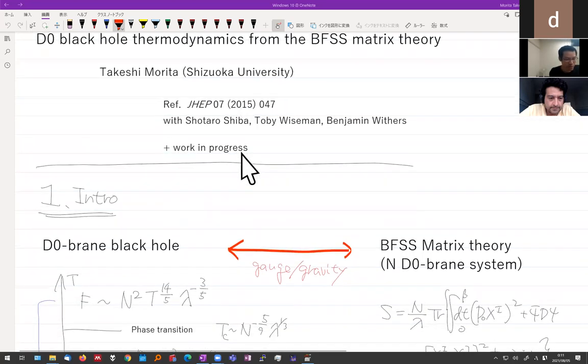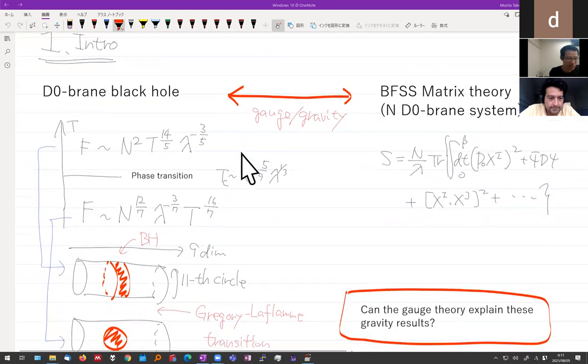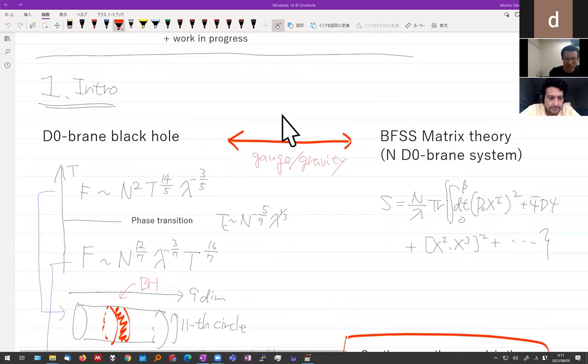Let me start from the introduction. This talk is about gauge-gravity correspondence. Is there any problem? Can I continue? Yes, please continue. Shumit, would you close your mic, please? Or if you have a question.